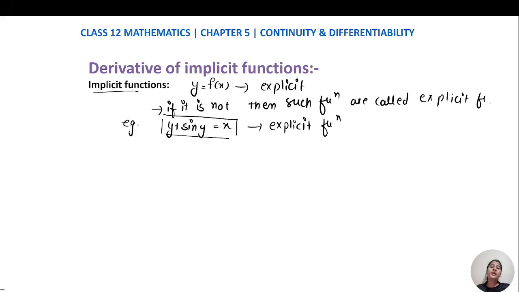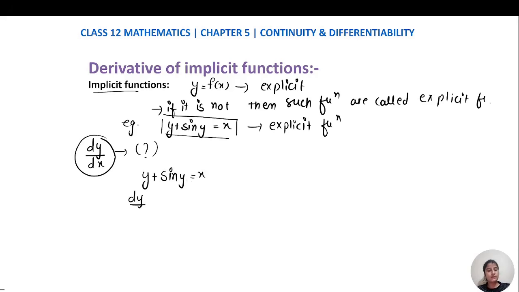Now if we have to find its derivative, like if we have to find dy by dx of this function, what we have is y plus sine y is equal to x. So what we can do is differentiate both sides with respect to x. So what we get is dy by dx plus d by dx of sine y is equal to the derivative of x with respect to x, where we know that this derivative will be 1.